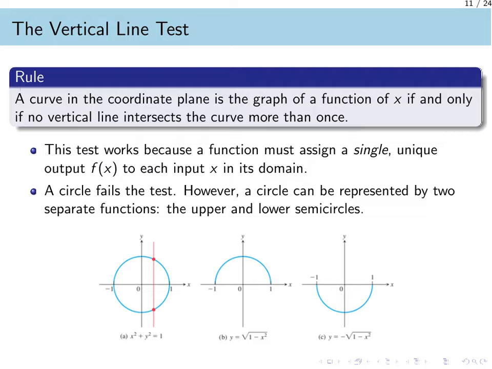If that line never touches the curve in more than one place at a time, then the curve is the graph of a function. But if you can find even one vertical line that intersects the curve at 2 or more points, it is not a function. A classic example is a circle, which fails the test. We can, however, represent a circle using 2 separate functions, one for the top semicircle and one for the bottom semicircle. So, the essential thing to remember is that a function's graph can only have one output for any single input.